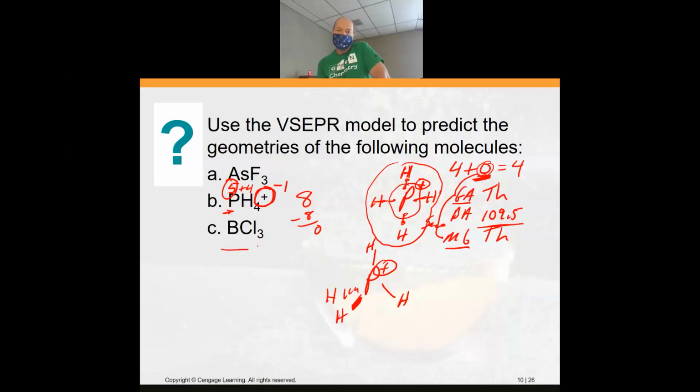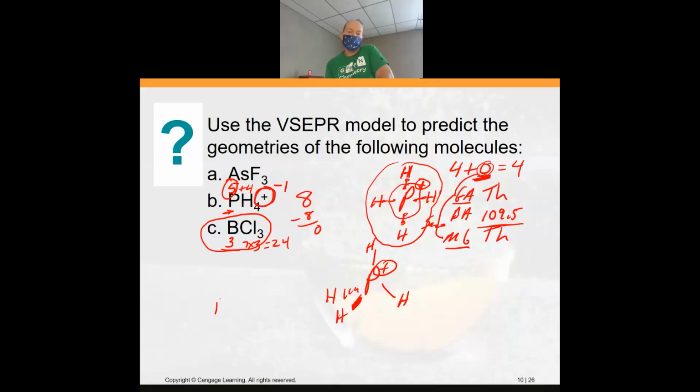All right, so this one is interesting. BCl3. All right, so B has three, that's in group three, so three valence electrons, and then of course the halogens have seven. All right, so you got 24 valence electrons.